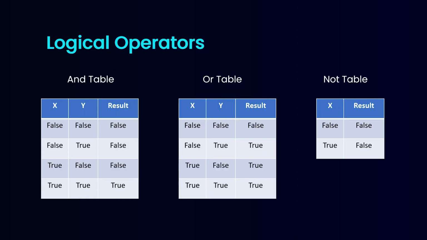Then we have the OR table for the OR operator. If you are using an OR operator, then any one of the Boolean statements should be true. So if both are false, then the resultant will be false, and if any one of them is true, like in these conditions, the resultant will be true, or the code block will be executed. And then we have the not table. Here, whatever you give, it will just invert its value.